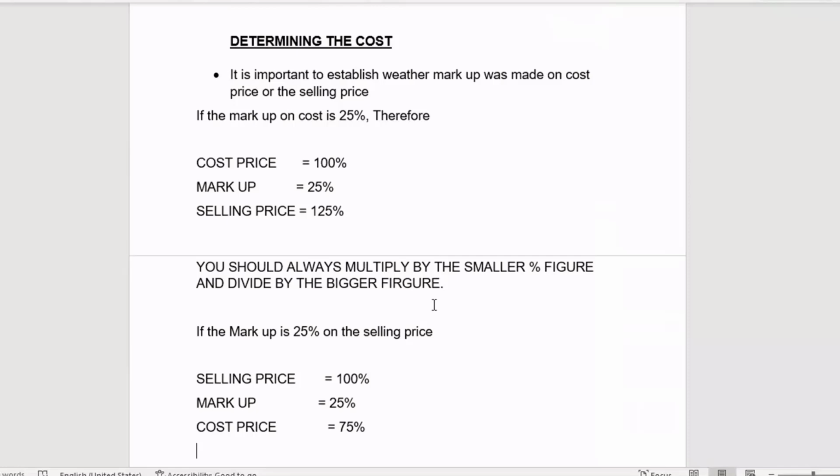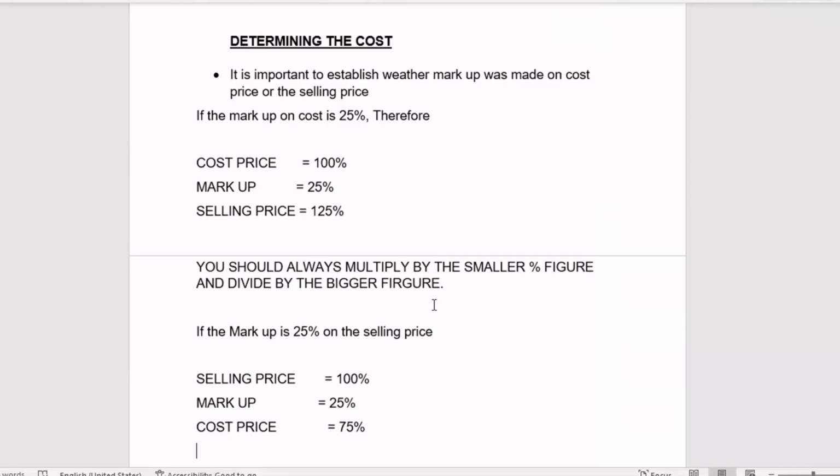So in accounting, we use 25%. The cost price of what you've purchased the goods for is 100%. Let's say it's 20 rand. And the markup will be 25, and that means that you're going to sell it at 125%. Your profit will be, sorry, it will be 25%. Okay, that's how it is in terms of the cost. If you get a question like this one, then it should be clear for you too. But you rarely get this kind of question. So you should always multiply by the smaller percentage figure and divide it by the bigger percentage figure.